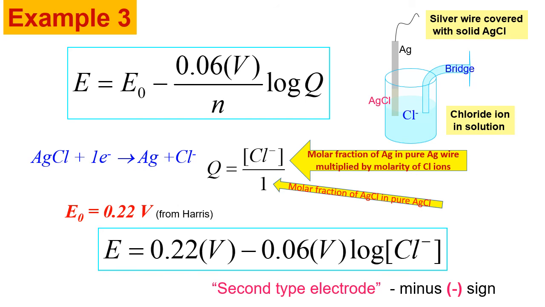So we can write the Nernst equation using E0 0.22 volts, again taken from Harris, and now minus 0.06 decimal log of chloride ion concentration. We have a minus sign before the second term. This is the so-called second type electrode because we have a minus sign and it's responsible for negative ions.